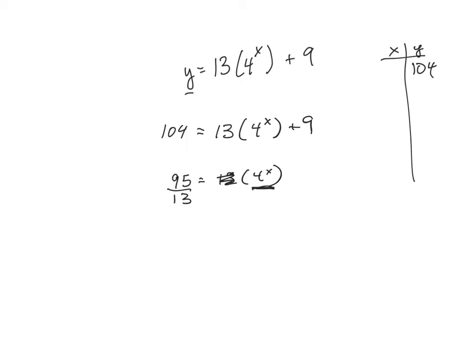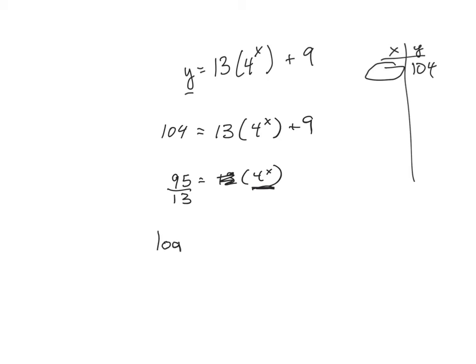Well, 4 to the 1 gives you 4. 4 to the 2 gives you 16. That's too much. So it's 1 point something. All right, so that's going to be too hard to find out. We're going to have to do so much trial and error to find out 4 to the what gives me 95 over 13. So we need to do the inverse operation. So we're going to take the log of which base?